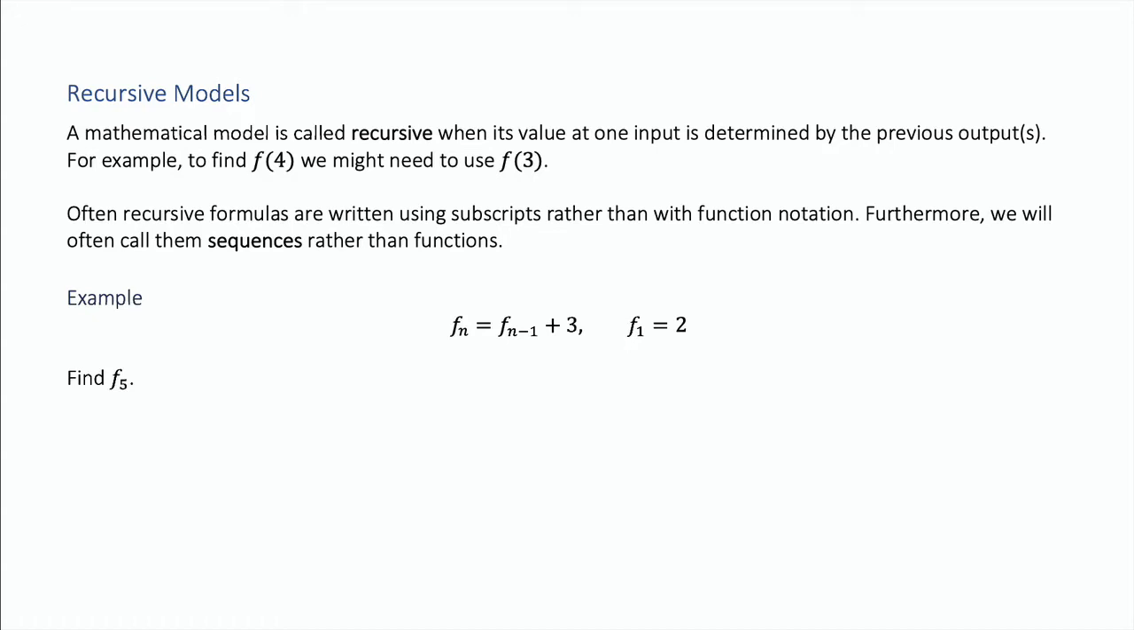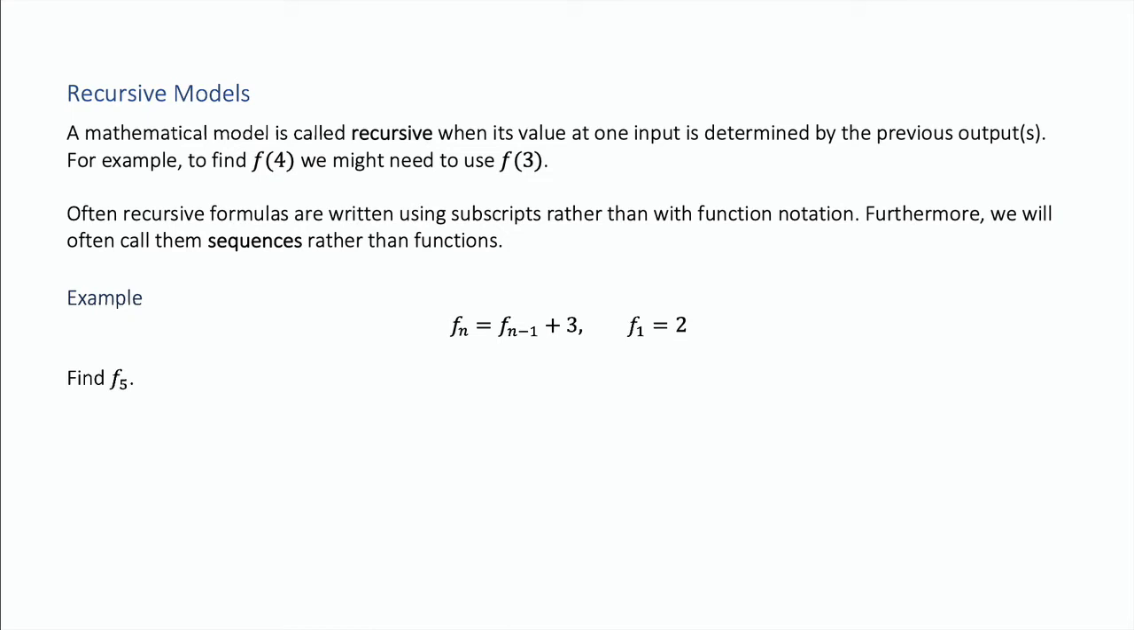Sometimes our mathematical models are not given as explicit formulas where we just know the input and we can get the output, but instead we have what's called a recursive model. And this is when the value at one input is determined by outputs of previous values. Meaning for example, if I knew the population last year, then I can find the population this year. Something like that.